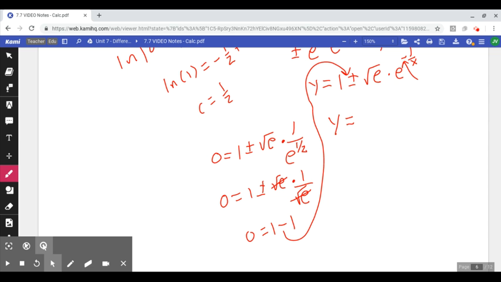So we'll have y is equal to 1 minus the square root of e times e to the negative 1 over x power.